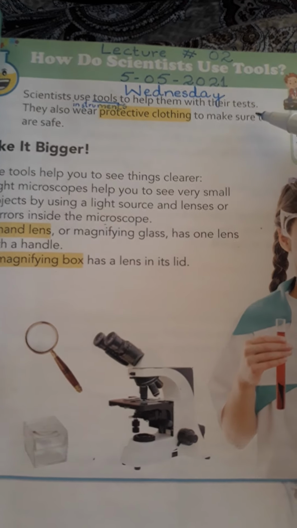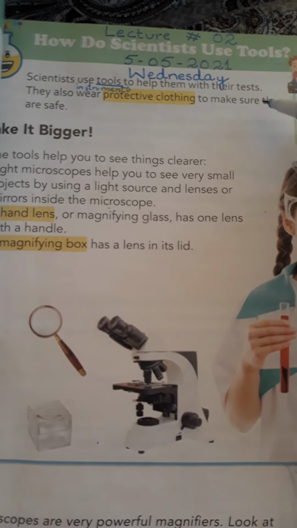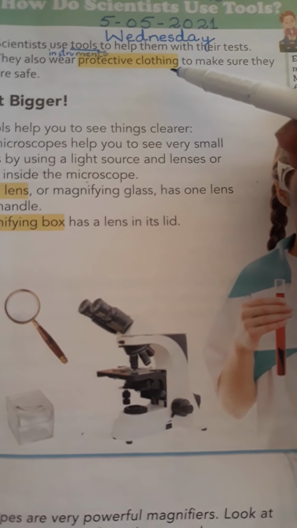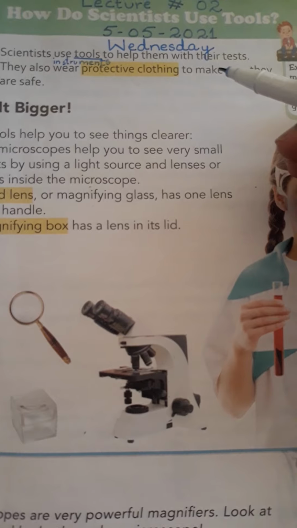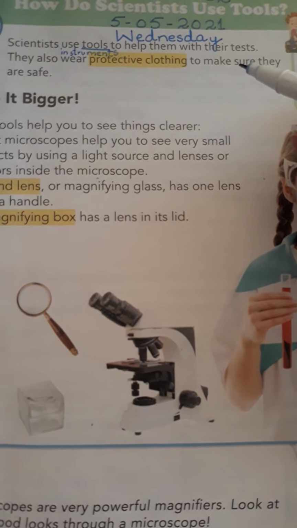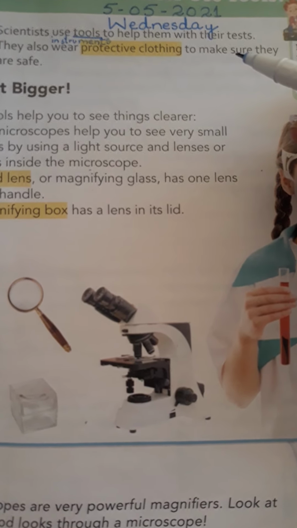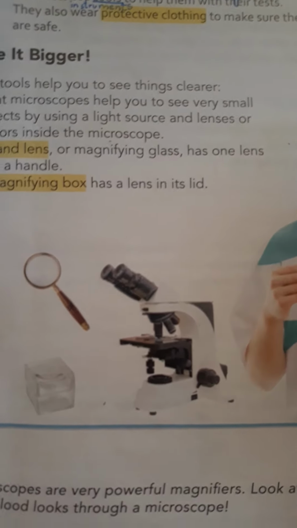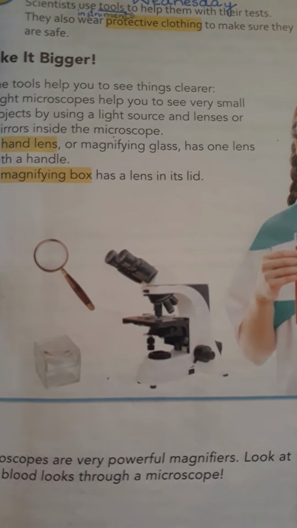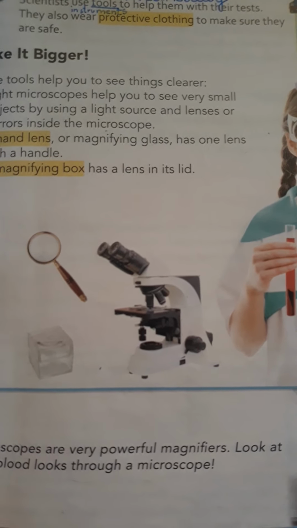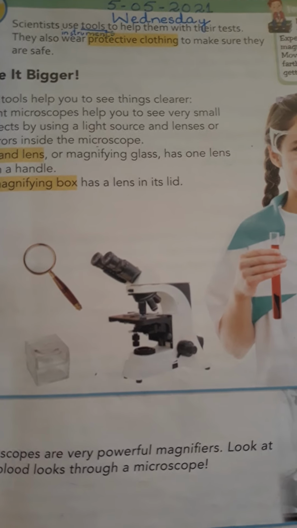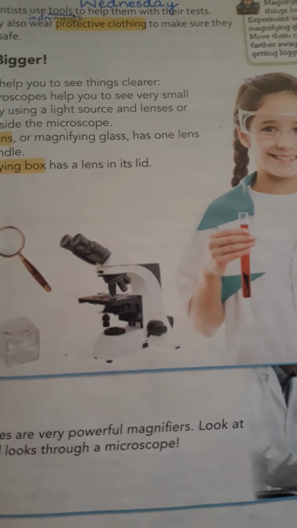To help them with their test. They have to use different kinds of instruments to prove their experiment. They also wear protective clothing. They wear protective gear. They take precautions. They take precautionary measures to avoid any kind of mishap during the experiment. Make it bigger. In this lecture, we will learn some of the instruments. This is a new topic for you, and we will learn also how these instruments are helpful for a scientist.